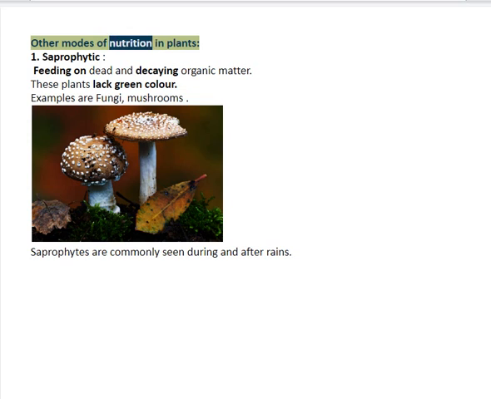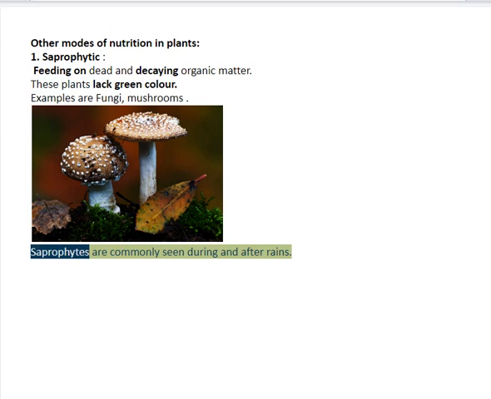Other modes of nutrition in plants. 1. Saprophytic, feeding on dead and decaying organic matter. These plants lack green color. Examples are fungi and mushrooms. Saprophytes are commonly seen during and after rains.